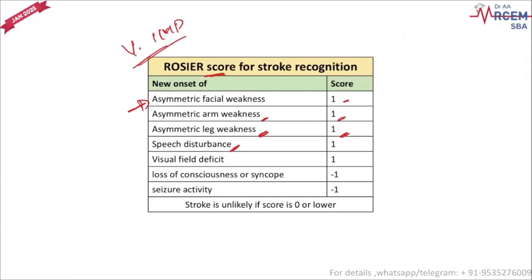Speech disturbance. It can be completely aphasic, not able to speak at all, or it might be difficulty in speaking, or it might be slurred speech. Everything comes in speech disturbance, which gets 1 point. Visual field defects get 1 point. Any loss of consciousness or syncope, -1. Seizure-like activity, -1. So stroke is unlikely if the score is 0 or less than 0. If it is 1, also stroke is most likely.